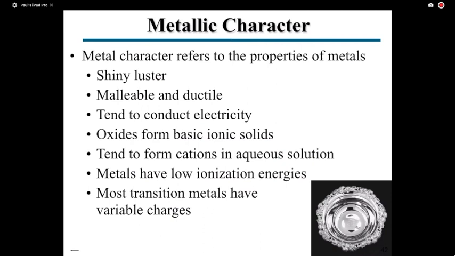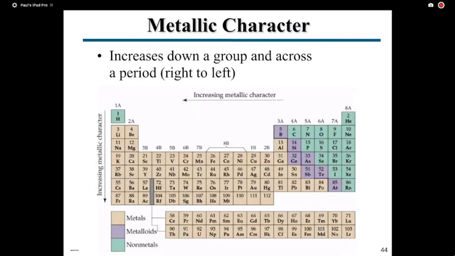They tend to become positively charged when they react, meaning they have low ionization energy. Okay? And when they get into water, they tend to become ions, and they form cations. There's a lot of similarities in metals. Metallic character increases from right to left and from top to bottom.